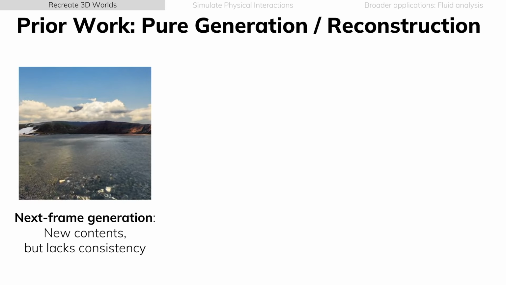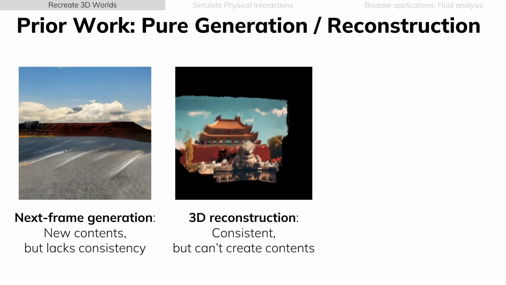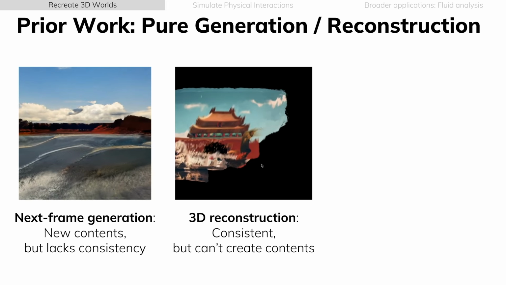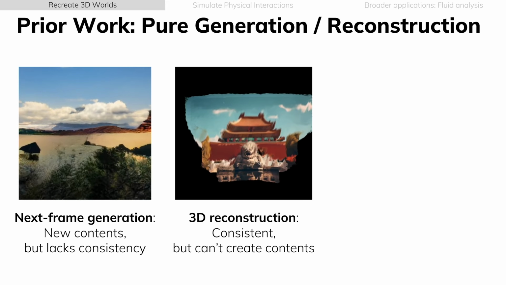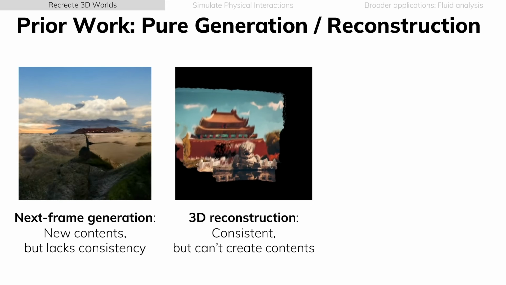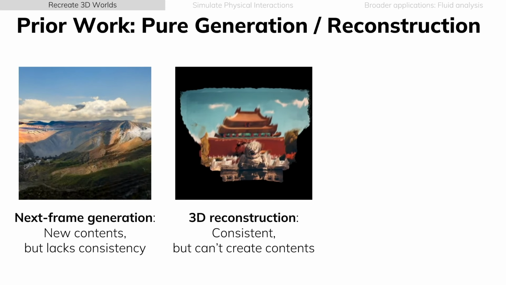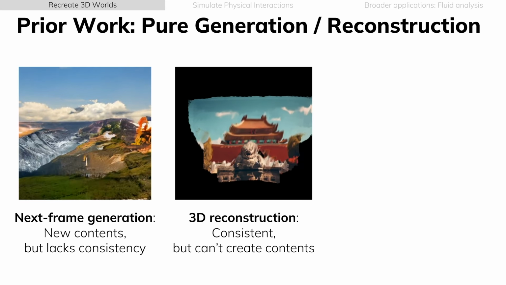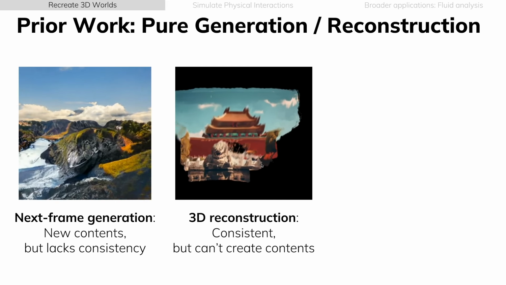as the camera moves. And the second approach is pure 3D generation, where you just reconstruct whatever is visible in the input image. Right? This guarantees the consistency because everything is anchored in 3D geometry, but it cannot create anything new. So that's why in the black regions, there's simply nothing to show, because you are restricted to the content that is present in the input image.